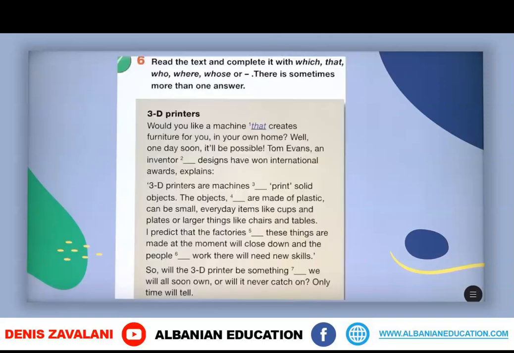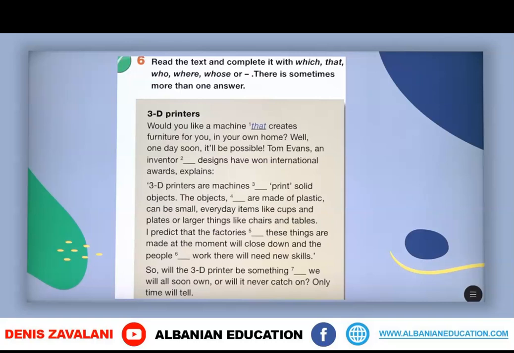So now we are going to see the next exercise, which is reading the text and completing it with which, that, who, where, whose, or none. There is sometimes more than one answer. 3D printers. Would you like a machine that creates furniture for you in your own home? Well, one day soon it will be possible. Tom Evans, an inventor whose designs won international awards, explains.